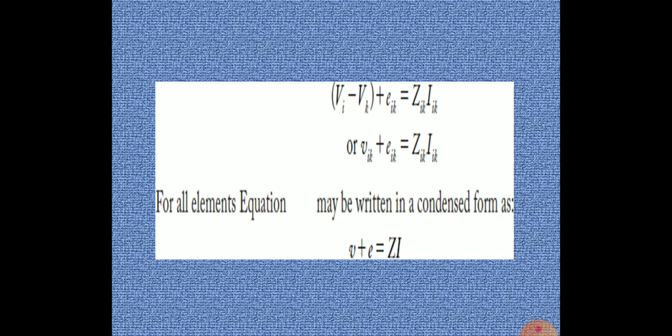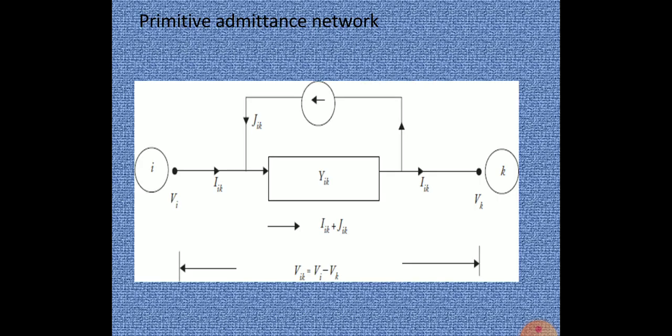The resultant for all element equations may be represented in condensed form: V plus E is equal to Z into I, where Z is equal to V by I, and capital V is equal to V plus E. This is the primitive admittance matrix.